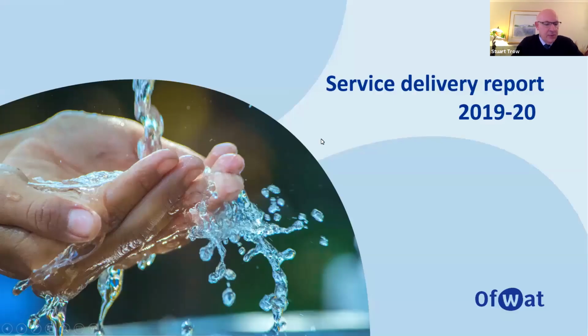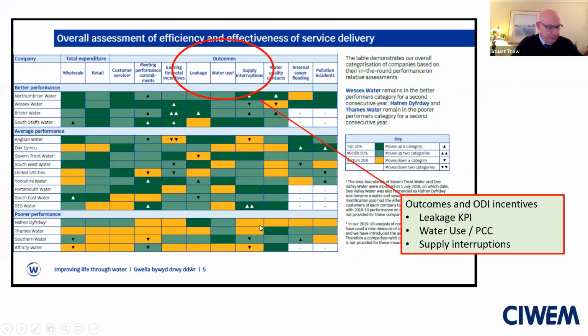Just to emphasize the importance of the regulation aspect, every year Ofwat produces this report, the Service Delivery Report. And if you look in the latest report, it's available online, you'll find this table, which sets out some outcomes on which the water companies are judged. And there are 11 outcomes, 3 of those relate to water distribution, but it's actually 3 out of the 4 water supply requirements, the other one being water quality contacts. So the industry is monitored on leakage performance, the water use, and supply interruptions.